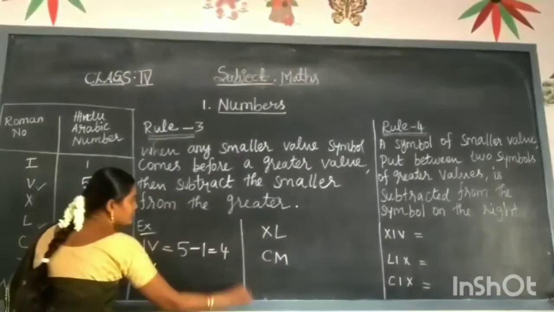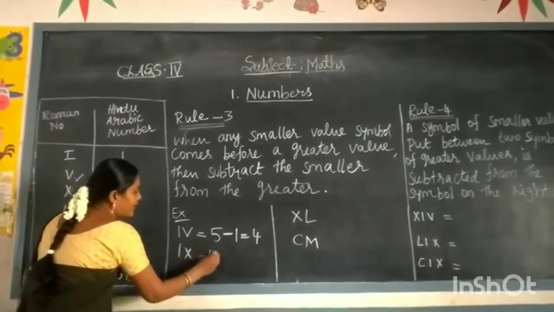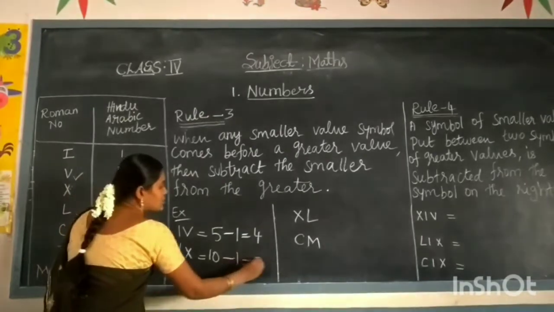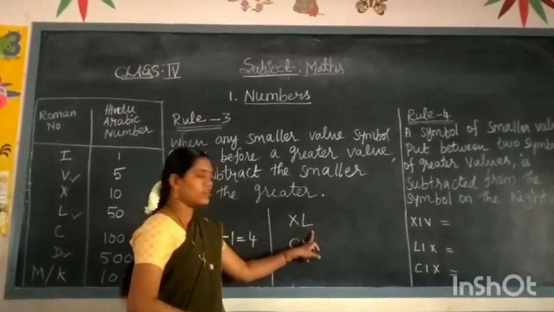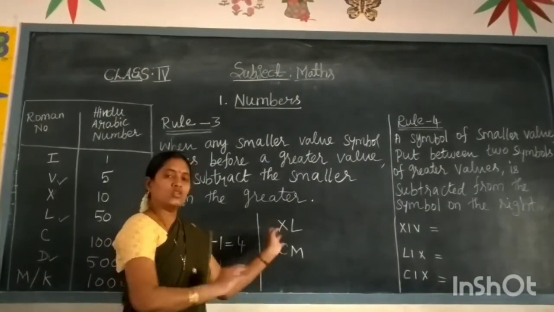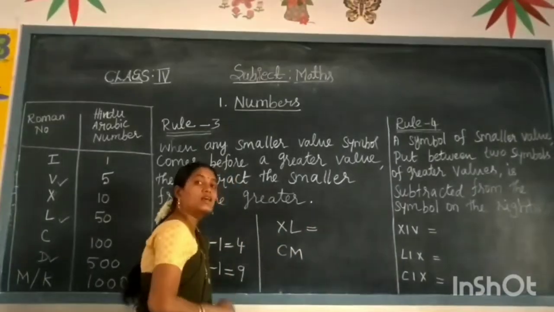Next, what is the greater value? X, that is equal to 10. 10 minus I value is 1. So, 10 minus 1 is 9. So, what greater value? Sorry, one smaller value, greater value. Here, smaller value is 100, greater value is 1000. So, if it is coming like that, you have to subtract greater value minus smaller value.